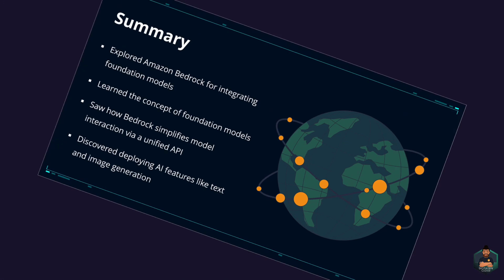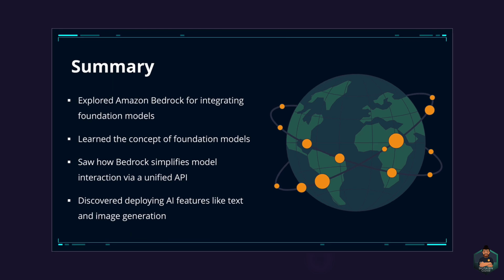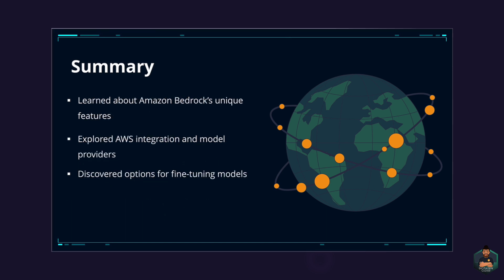Let's recap what you learned in this lesson. In this lesson, you explored Amazon Bedrock and its capabilities for integrating foundation models into your applications. You learned about the concepts of foundation models and how Amazon Bedrock simplifies interaction with these models through a unified API, making it easier to deploy AI-driven functionalities like text generation, image creation, and more. You learned about the unique features of Amazon Bedrock, including its integration with AWS services, the variety of model providers available, and the options for fine-tuning and customizing model behavior.